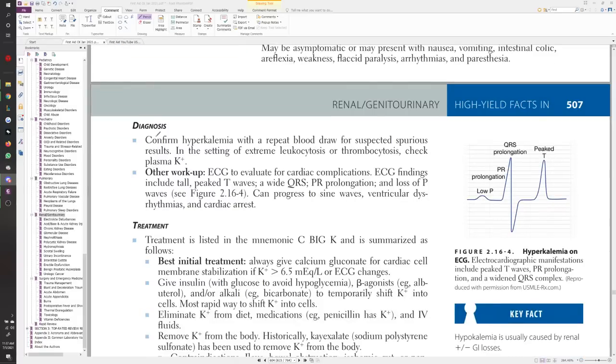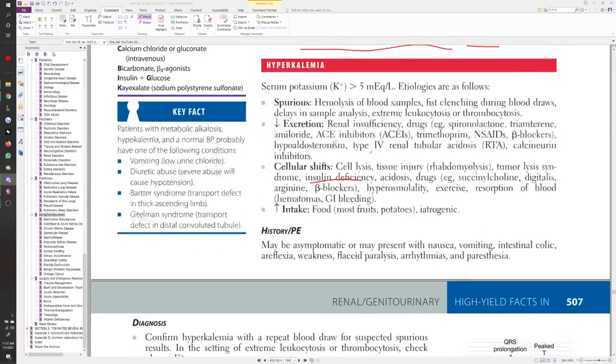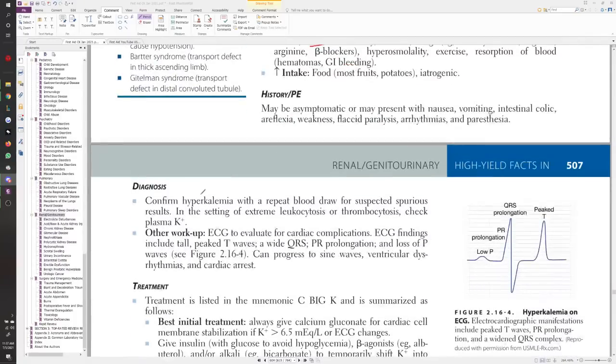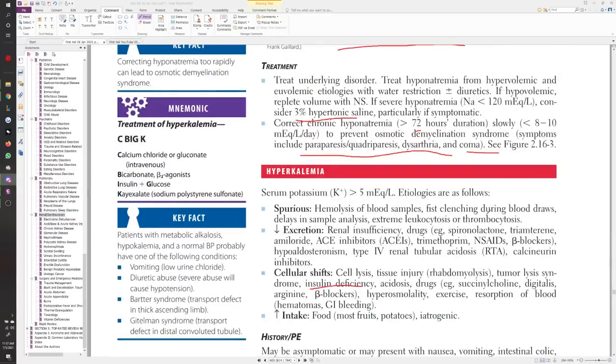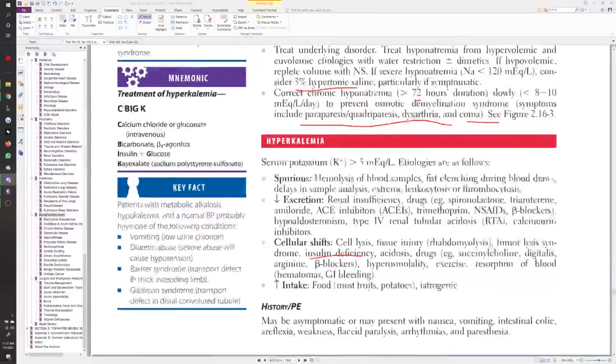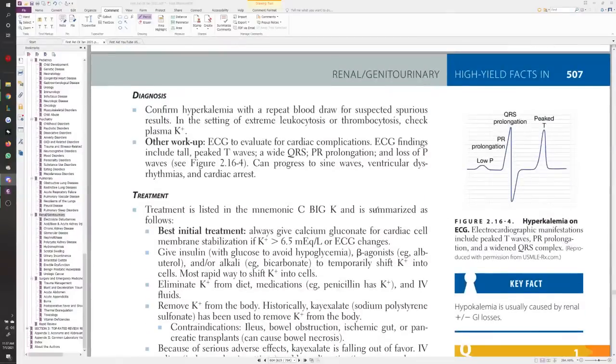How do you confirm the diagnosis? Well, confirm hyperkalemia with a repeat blood draw for suspected spurious results. Spurious basically means it was out of range by mistake, right? Something happened that made it look like the patient is hyperkalemic. So you want to make sure you don't fall for the wrong answer choice. If you collected labs and the person is looking like they're hyperkalemic, first things first, check again. Right? We naturally do this all the time. Check again, because the patient may have done one of these things, like hand clenching and whatnot, that may have made it look like they're hyperkalemic even though they're not.